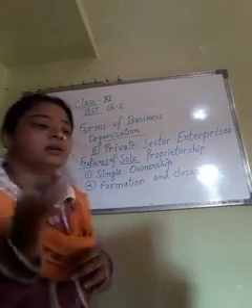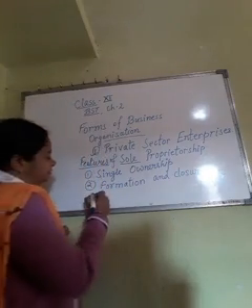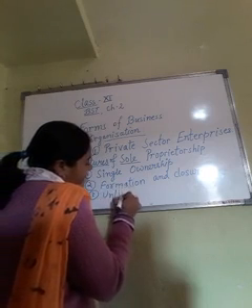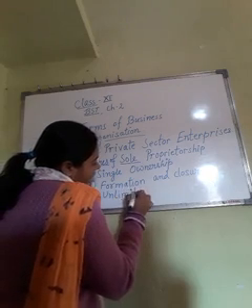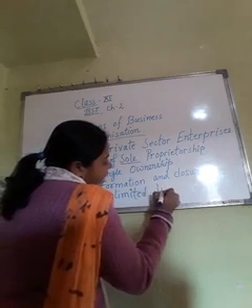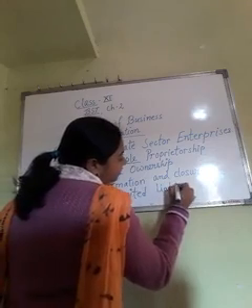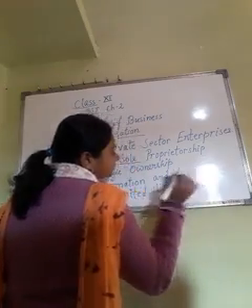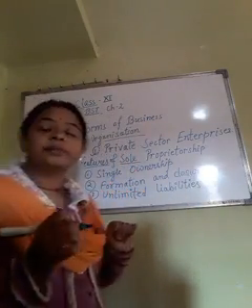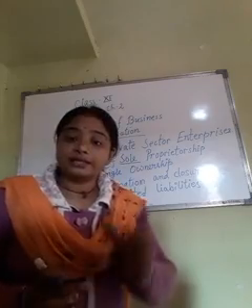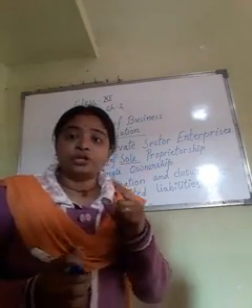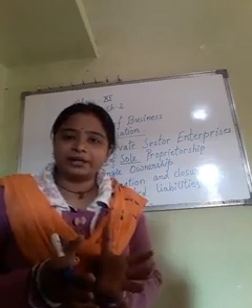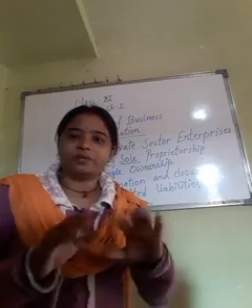Now the third one is unlimited liability. In unlimited liability, as he is a single owner, one owner, all the liabilities will be carried by the same owner. There will be no share.